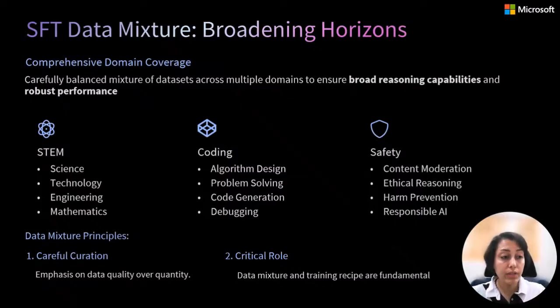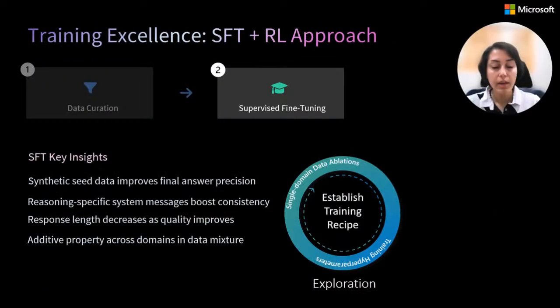And when designing these data mixtures, we are really careful in creating them, and we emphasize data quality over quantity. And we acknowledge that the data mixture and the training recipe are actually fundamental to the success of the model. The second stage of our training is supervised fine-tuning, and we actually have a multi-step process for this one as well. The first step is exploration, where we are really establishing our training recipe, and we focus on doing a lot of ablations and experiments on single domain data sources, and we also really tune our training hyperparameters and just the general training algorithm.